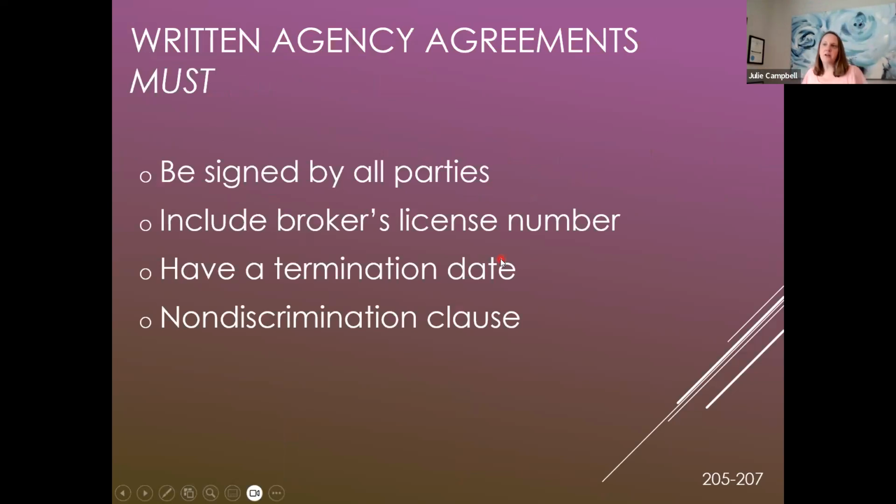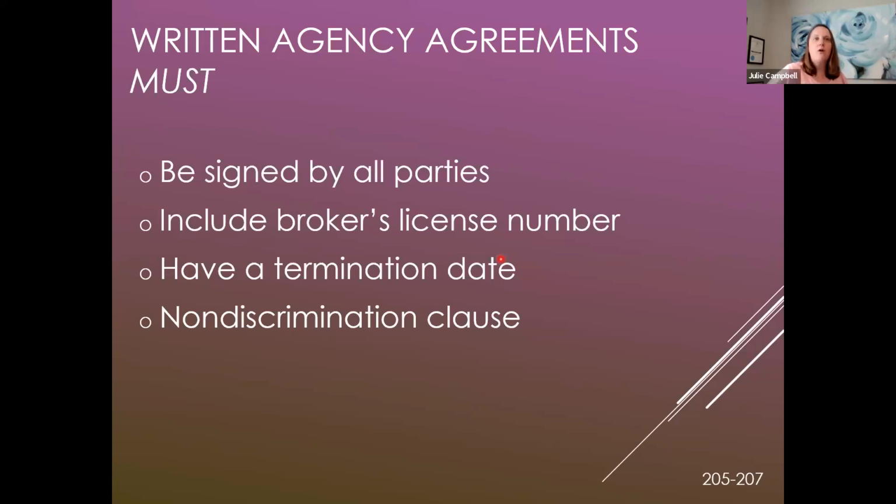So let's talk about these written agency agreements. All of our written agency agreements, buyer, seller, property management, tenant, whatever, all of our agency agreements have musts. One must of our agency agreements, they must be signed by all the parties. Now, our agency agreements are between the client and the firm.